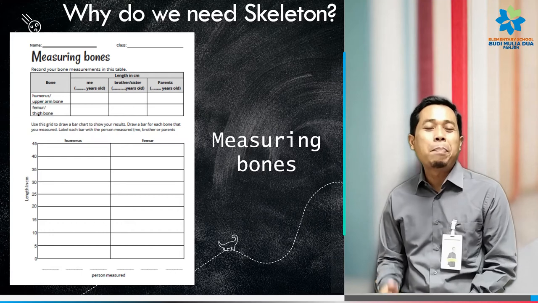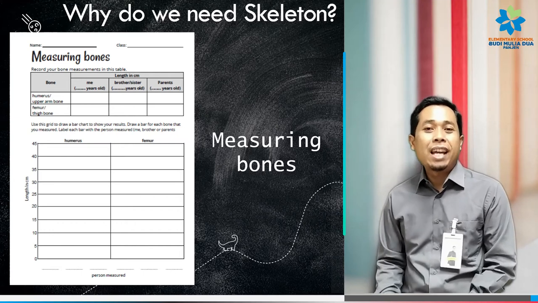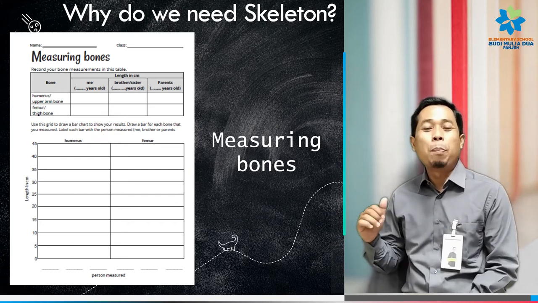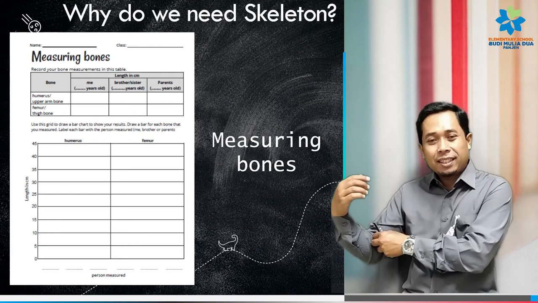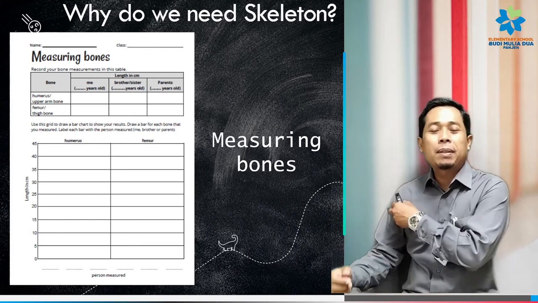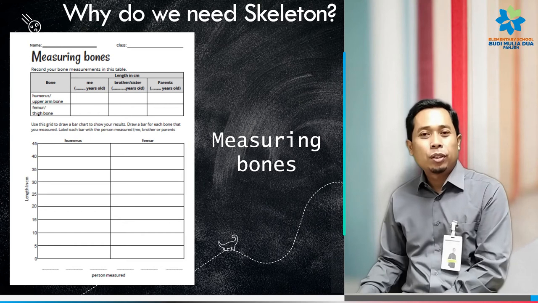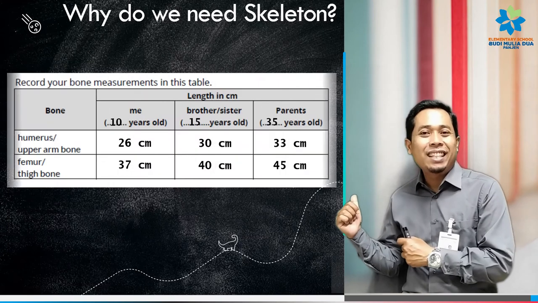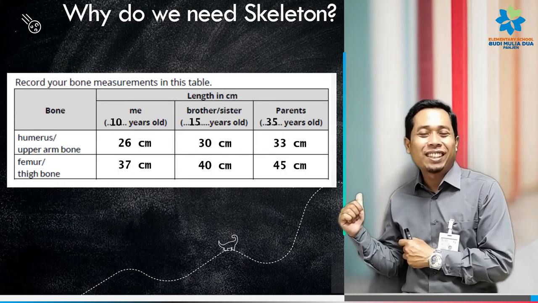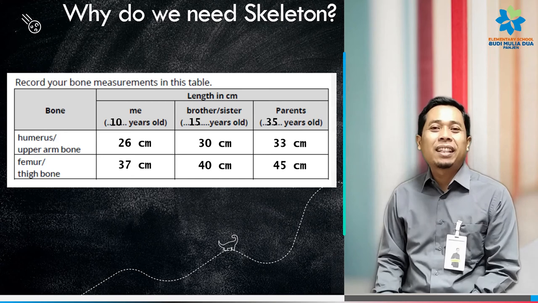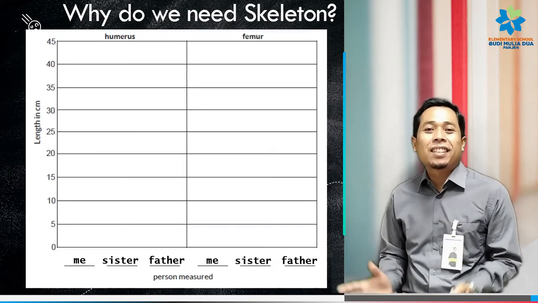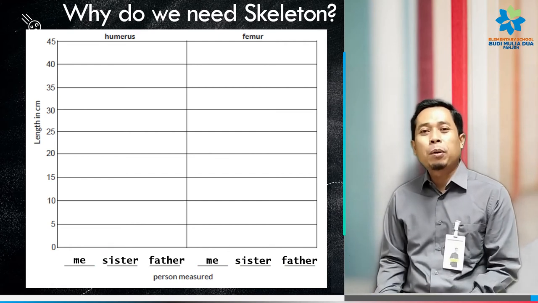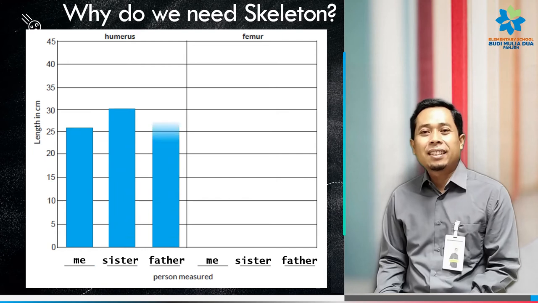Do you still remember? You have measured your bones and your parents' bones, maybe your brother's bones. Yes, you measured your humerus and your femur, or upper arm bone and thigh bone. You measured and then you recorded in this table. Okay, do you remember? Next, after that, you have to make a bar chart about the length of your bones. And then maybe your chart looks like this.